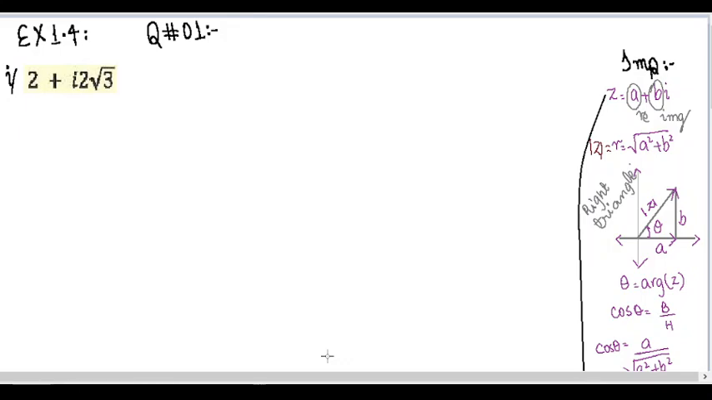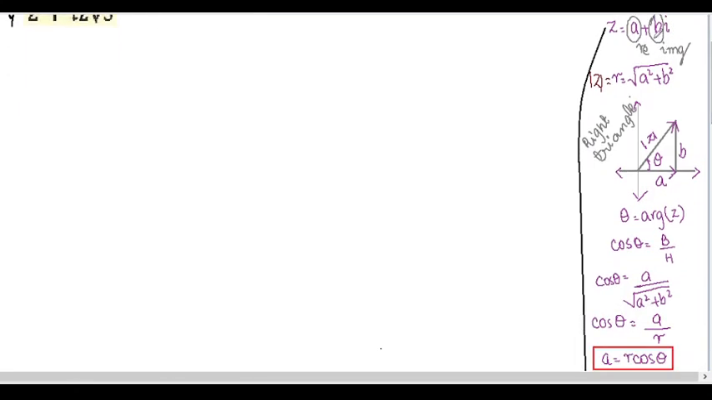Bismillahirrahmanirrahim. We are going to start question number 1 of exercise 1.4. To solve this question, we must know some basic knowledge. Z is a complex number, so we write it as real part plus imaginary part. So real part is A and imaginary part is B. We have just supposed it, and the imaginary part also contains iota with it, so it becomes A plus B iota.